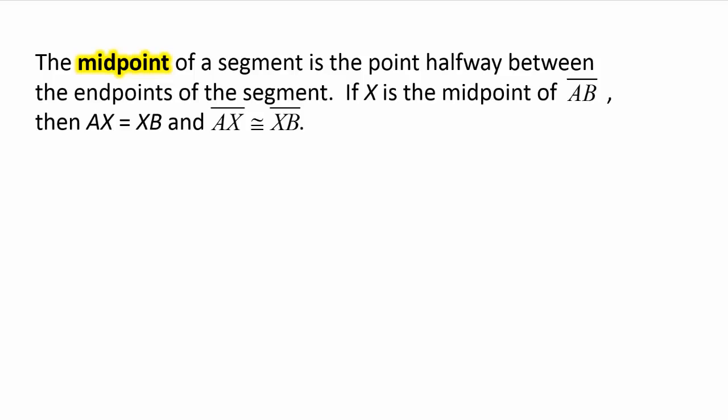Now, for every line segment, there is a midpoint. The midpoint of a segment is the point that is halfway between the endpoints of a segment. Let's go ahead and draw a line segment. We'll call this guy A, and this endpoint B. The midpoint is the point in between A and B. We'll call this guy X. X, of course, is the midpoint of A and B.